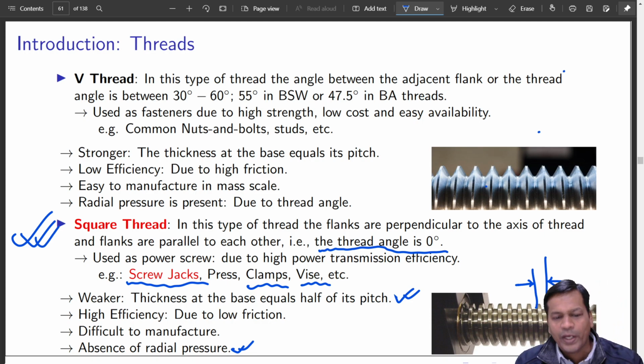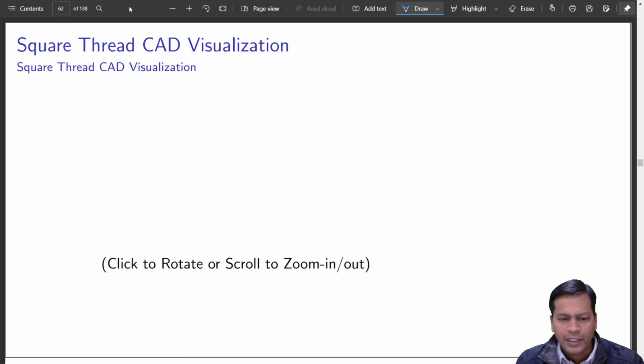That is known as square thread. So we won't be covering much on V thread now. So let us begin analysis of that.